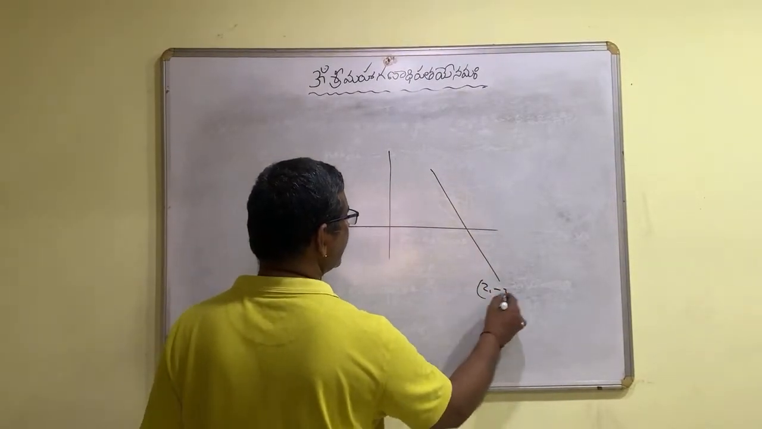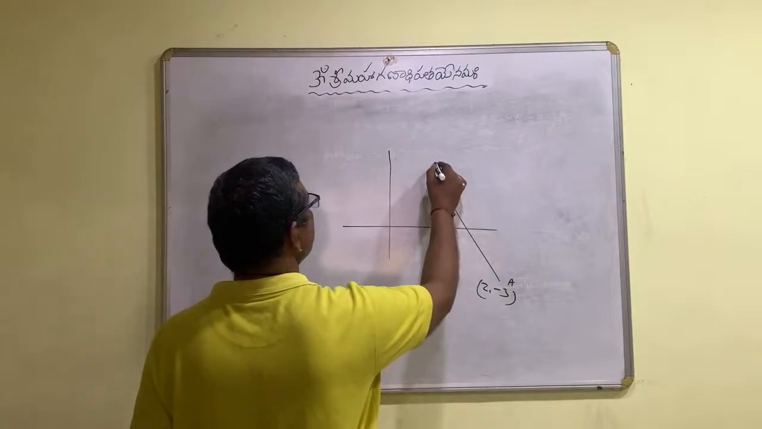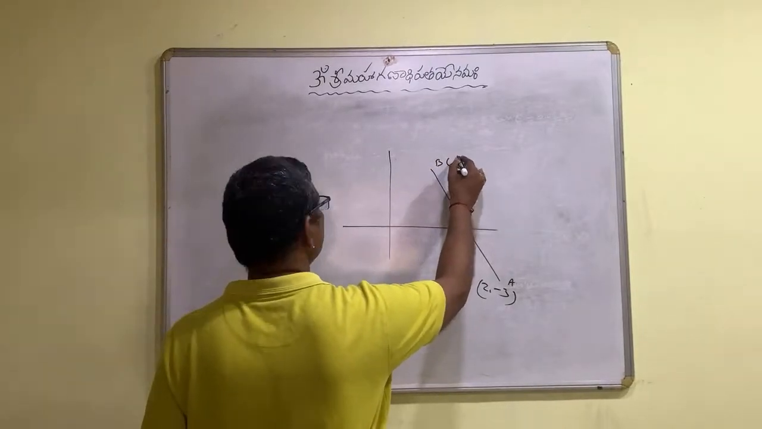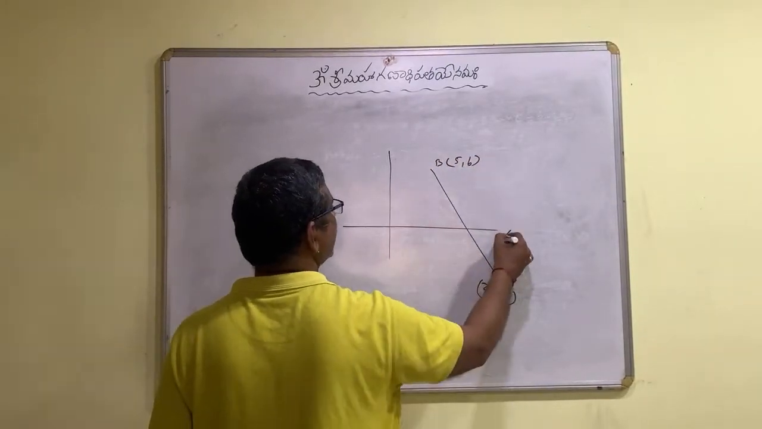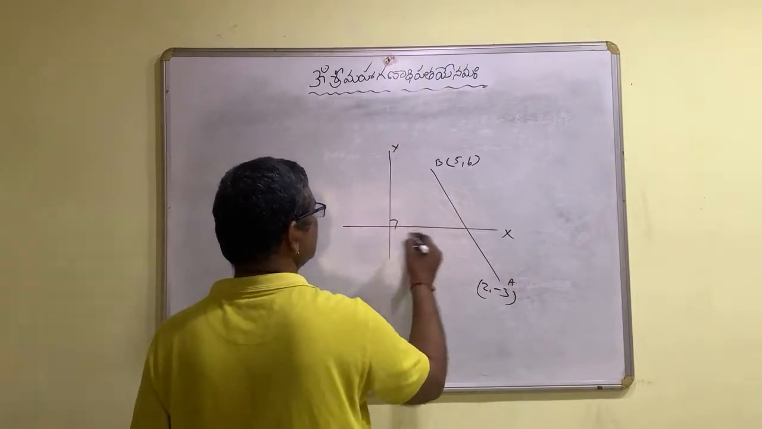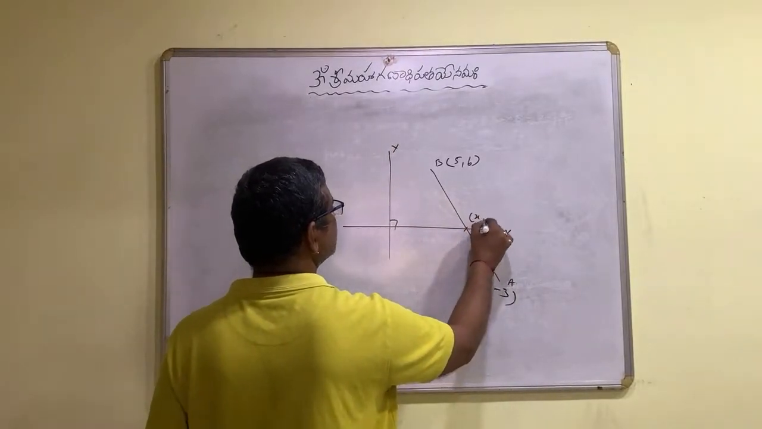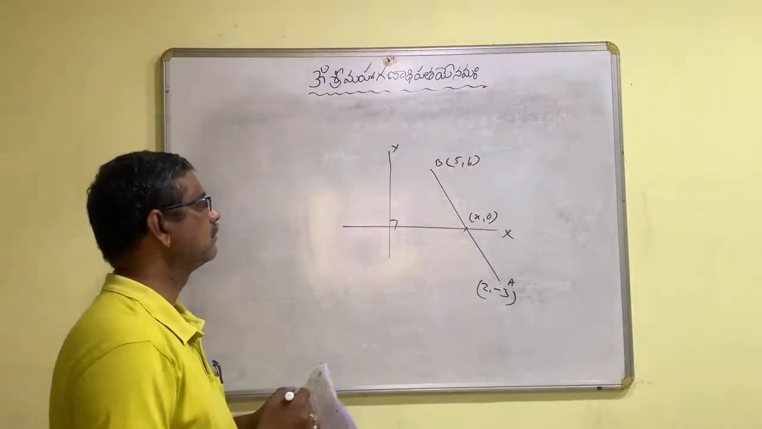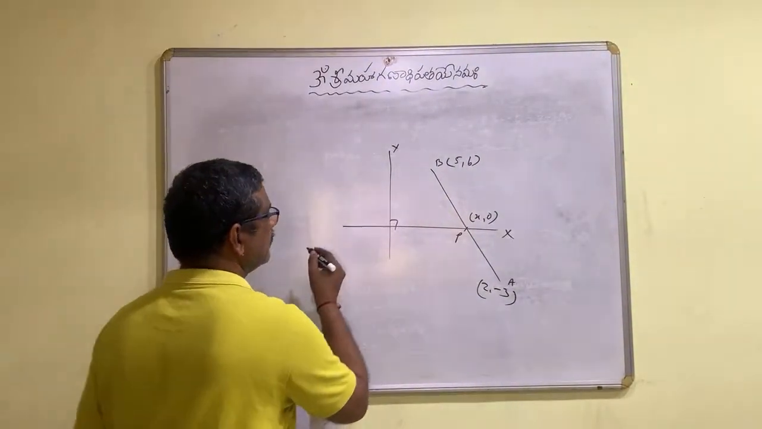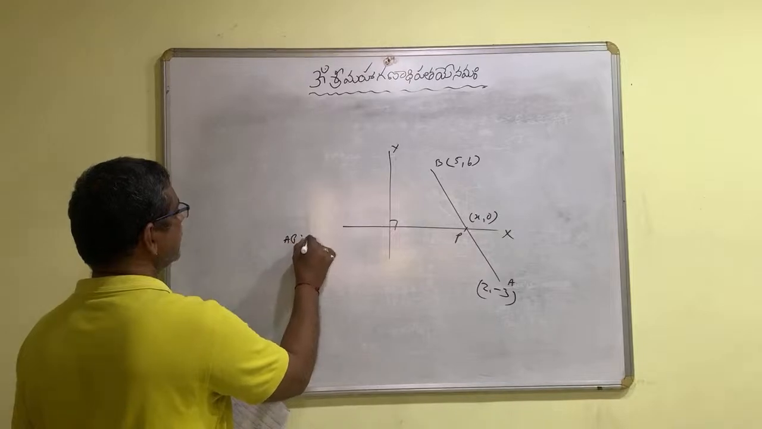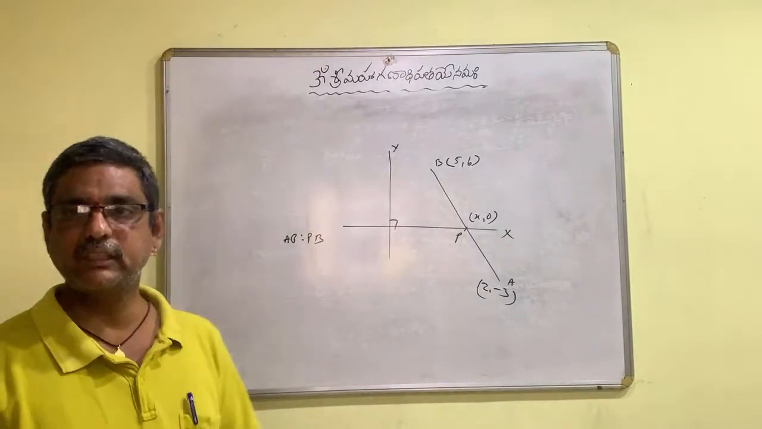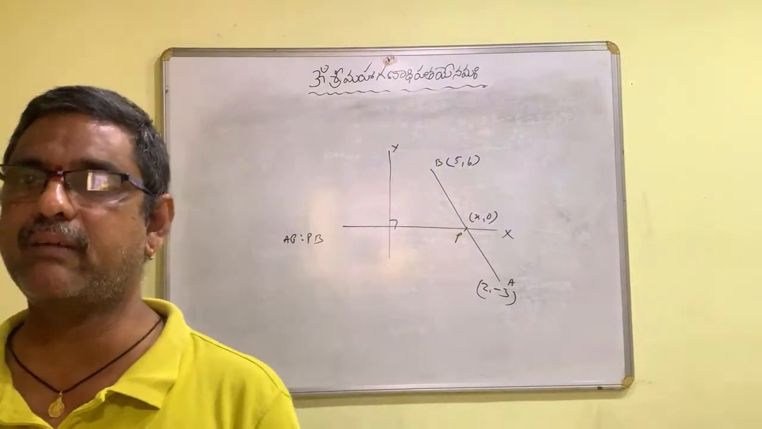2 minus 3, A, B, 5 comma 6, x-axis, y-axis, and this point we know it is nothing but x comma 0, P. Now how to find out AB is to PB? There is a shortcut I told you. Yes, minus y1 by y2. Good.